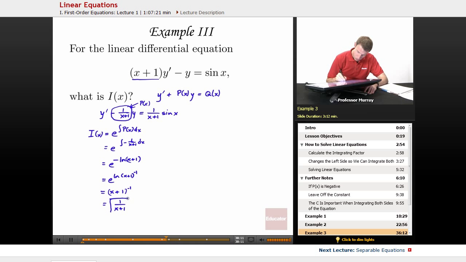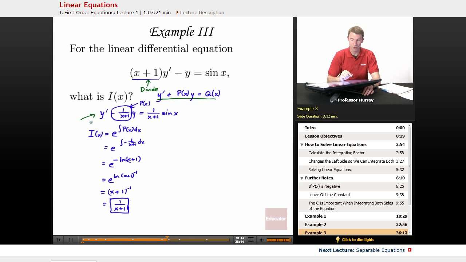And that's all we were asked to do for this example, is to find that integrating factor, and we found it, so we're done. So let me go over those steps one more time. The key thing here is I remembered the generic form for a linear differential equation. It's got to be y prime plus p of x y is equal to q of x. And that only works if the coefficient of y prime is 1. So here the coefficient of y prime was x plus 1. So I just divided both sides by that. And so that's how I got it into this form.